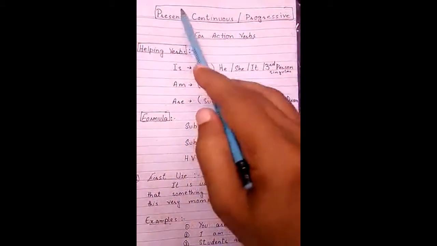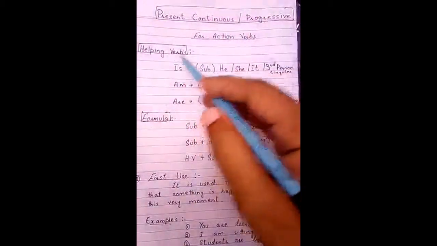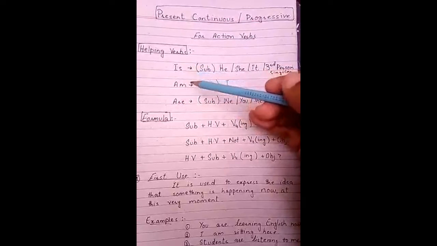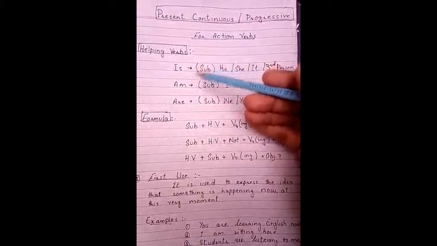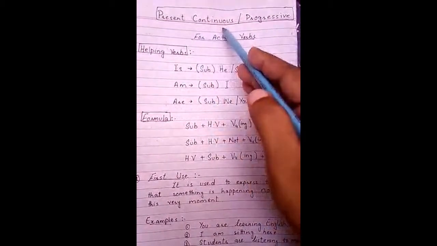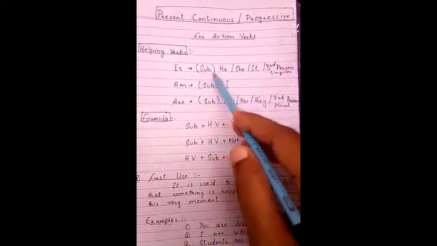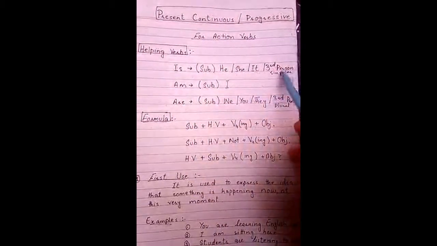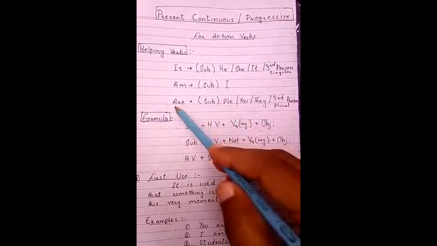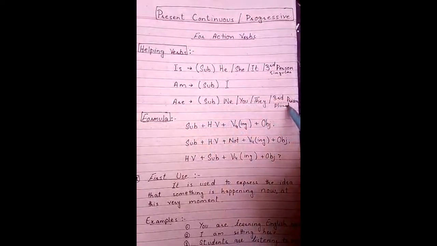So students, this is our present continuous or present progressive tense. For actions we use the helping verbs is, am, are. We know helping verbs play the role of identifying or recognizing the tense. So is, am, are are the helping verbs of present continuous, and for the helping verb is we use the subjects he, she, it or a third person singular noun. For am we use the subject I, and for the helping verb are we use the subjects we, you, they and third person plural.